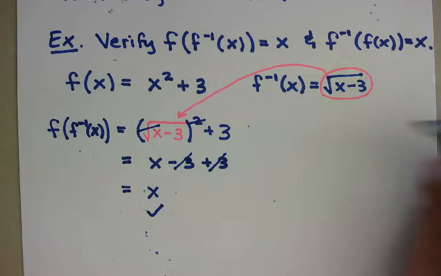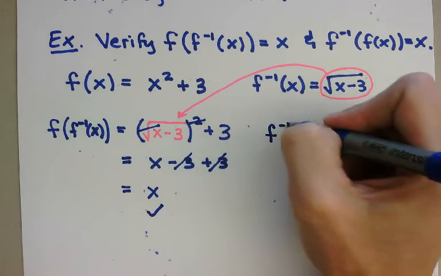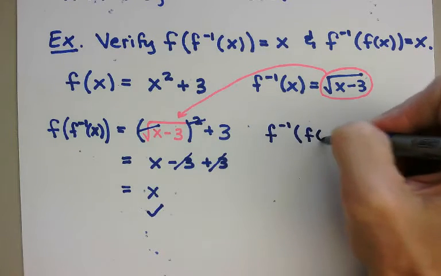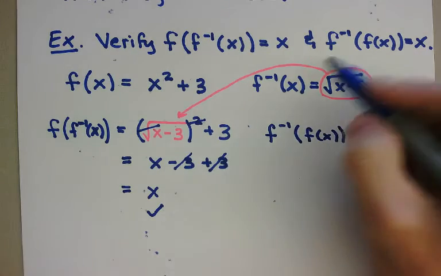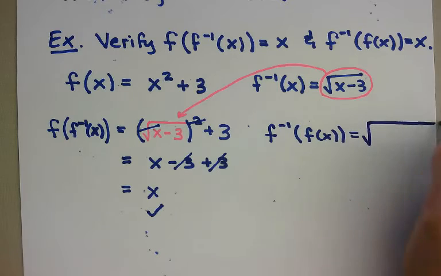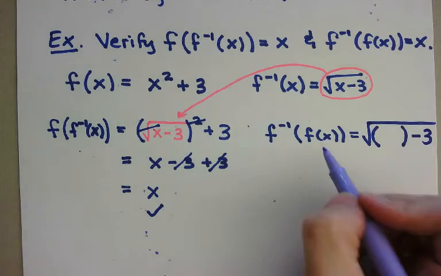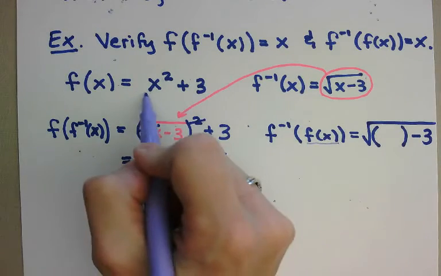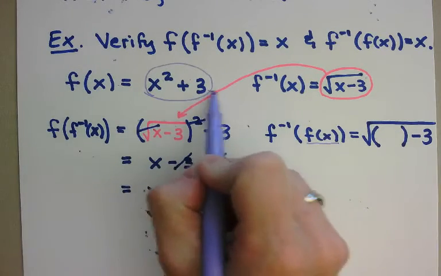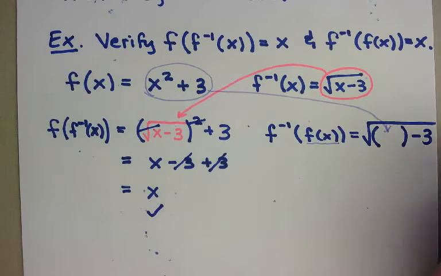So now they want me to verify f inverse of f of x. So I'm going to write out f inverse, which was the square root of x minus 3. And now I'm going to take f of x, which was this, and I'm going to sub it in there.